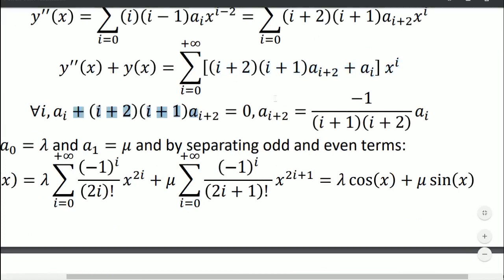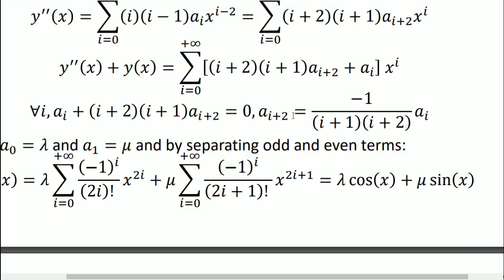So we rewrite that, we do a little bit of subtraction and division. This is never equal to 0, so we can divide. We get this result. Now we will separate odd and even terms, because you can see that the sequence goes every two steps.